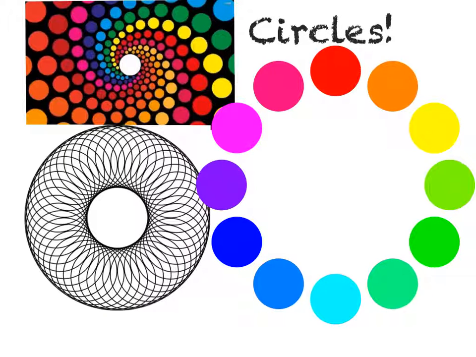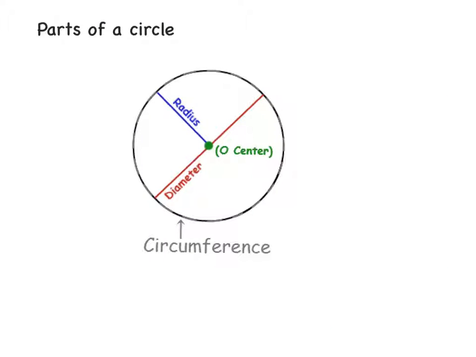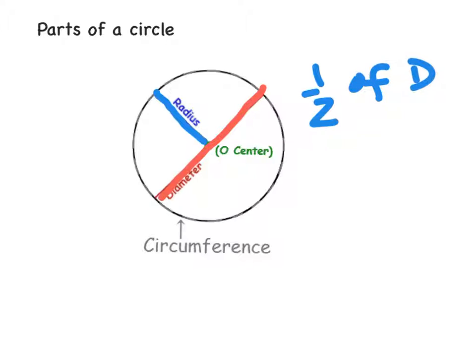Hi, today we are going to be working with circles, specifically the area of circles. So let's go over the parts of a circle first. We know that the diameter is the measurement all the way across, and the radius is from one end of the circle to the middle. So basically the radius is 1/2 of the diameter. But you already knew that.